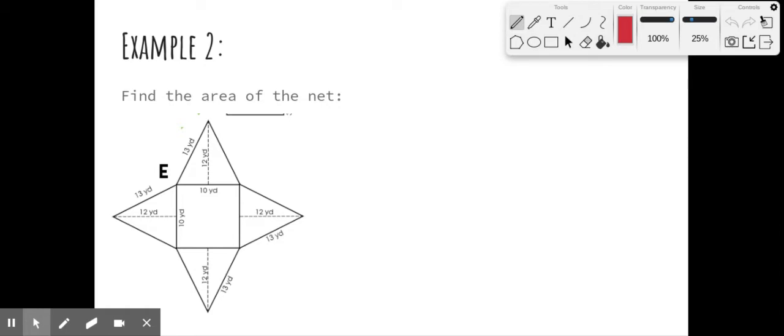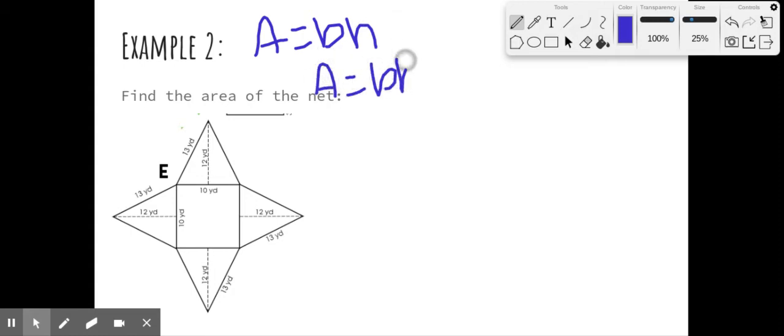We are going to have to use the formula for a square, which we know is base times height because we did it on the last one. And then we need the formula for a triangle, which is base times height divided by 2. Luckily, all these triangles have the same numbers. So we only have to find the area of one triangle. And then if we want, we can multiply it by 4 since there's 4 of them, or you can just add them up individually.